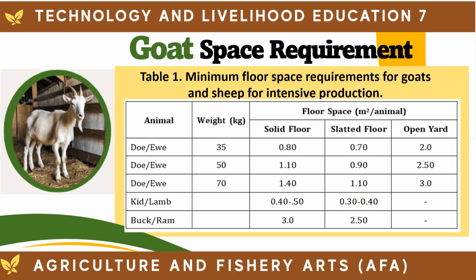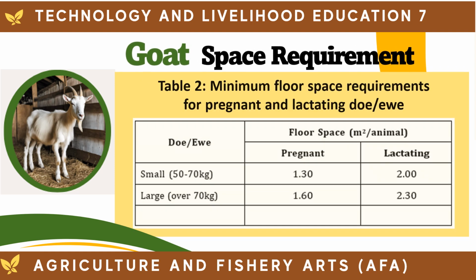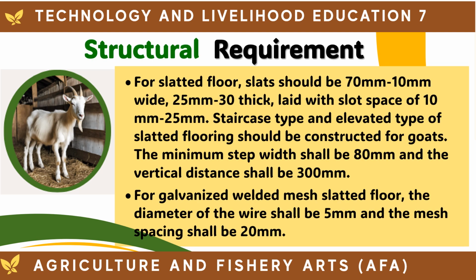Table 1 shows the minimum floor space requirements for goats and sheep for intensive production. Table 2 shows the minimum floor space requirements for pregnant and lactating doe or ewe. The structural requirement. For slatted floor, slats should be 70 mm to 10 mm wide, 25 mm to 30 mm thick, laid with slot space of 10 mm to 25 mm.